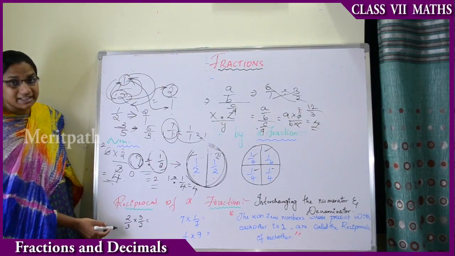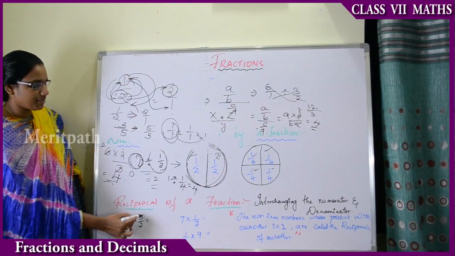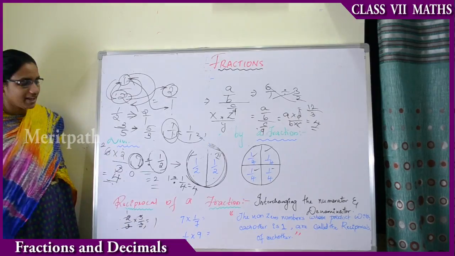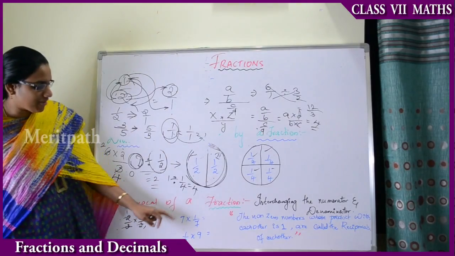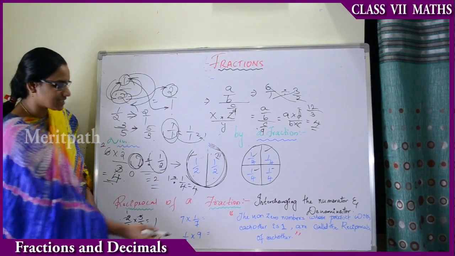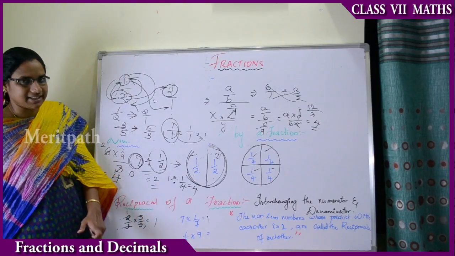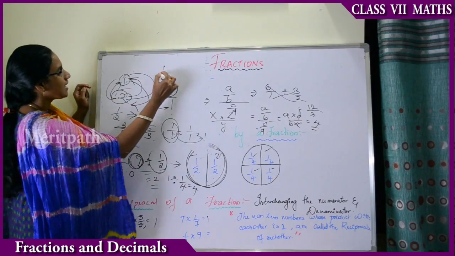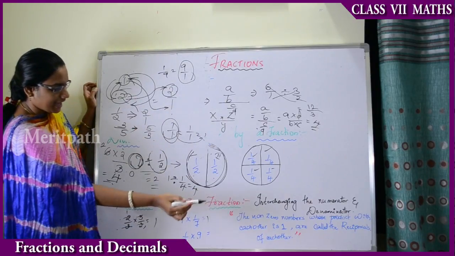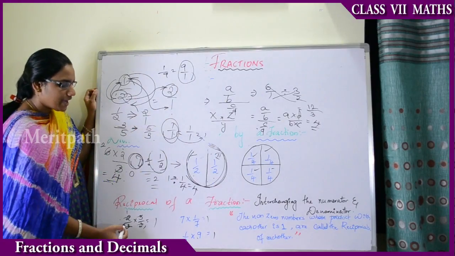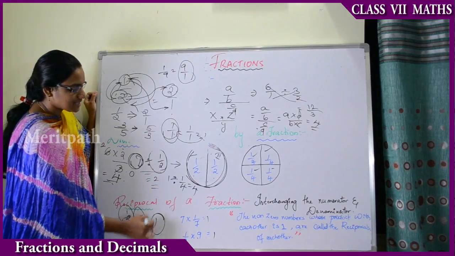See, I have taken 2 by 3 and I have multiplied it with its reciprocal, that is 3 by 2. Then I will be getting the answer as 1, right? And if I multiply the number 7 with its reciprocal 1 by 7, I will be getting the same answer, that is 1. And if I take 1 by 9, its reciprocal is 9 by 1. I am multiplying with 9, I will be getting the answer 1. So when I multiply a number with its reciprocal, I am getting the answer as 1.